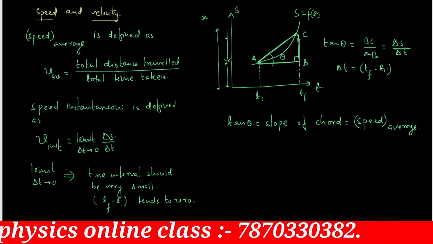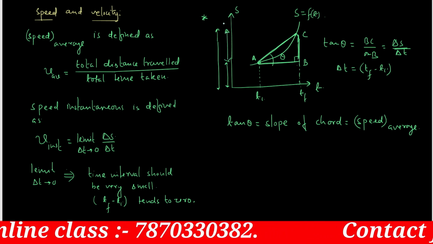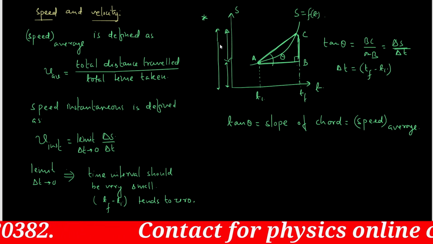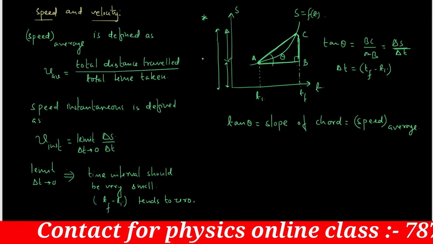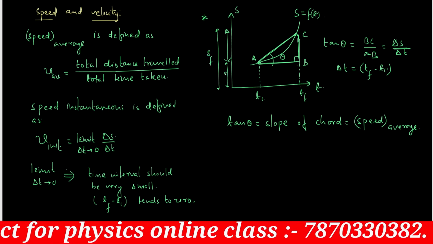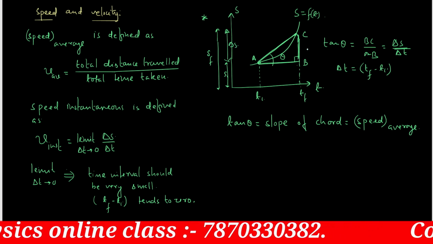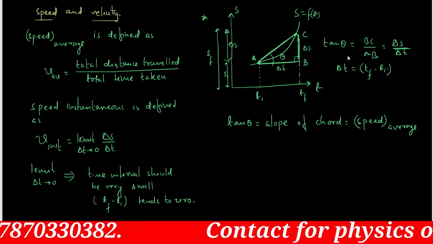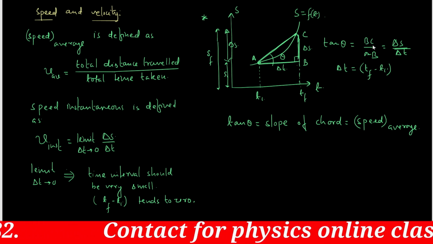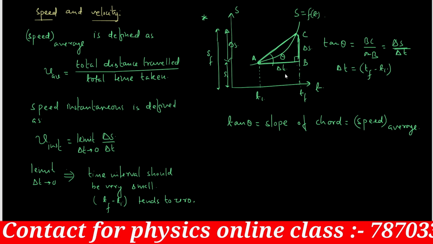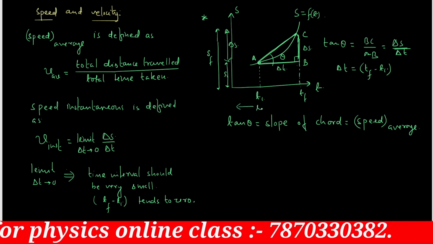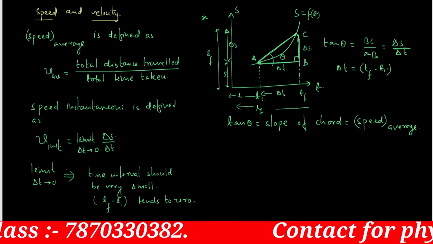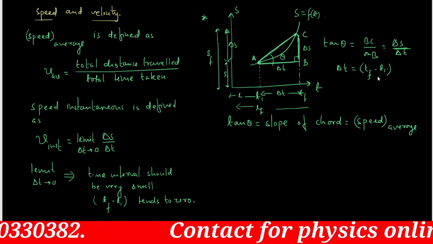Because the speed is changing on the curve, that chord is basically the average of those speeds. Excellent, exactly. This length is called delta S. This is S final, this is S initial, and this is delta S. That's why this is delta S and this is delta T. So tan theta equals BC upon AB, where BC equals delta S and AB equals delta T. This is T final, this is T initial, and this length equals delta T, which is T final minus T initial.